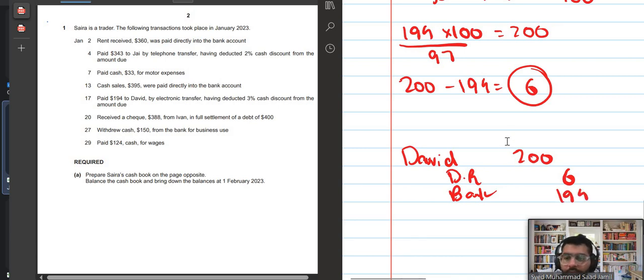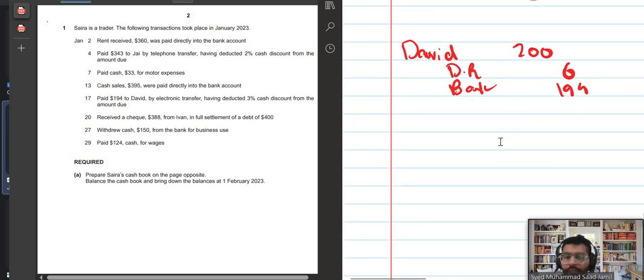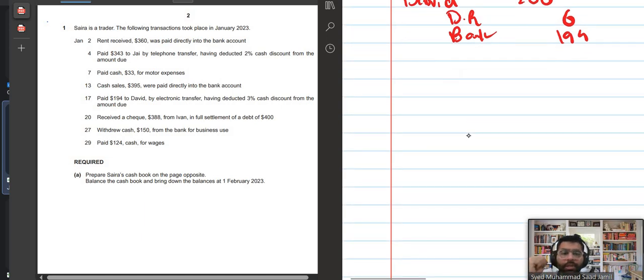Perfect. Now, in the Jan 20th, let me scroll down, Jan 20th. It says, received a check 388 from Ivan in full settlement of $400. So look, we got money, alright? We got money in our bank account, so bank is increasing. By how much?